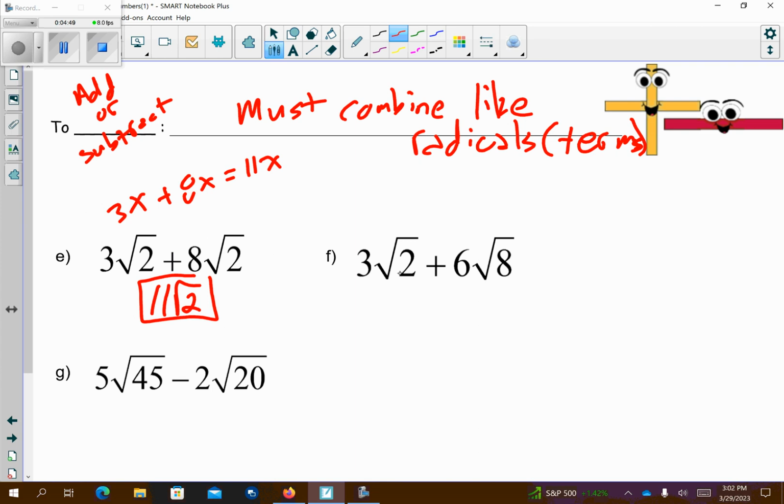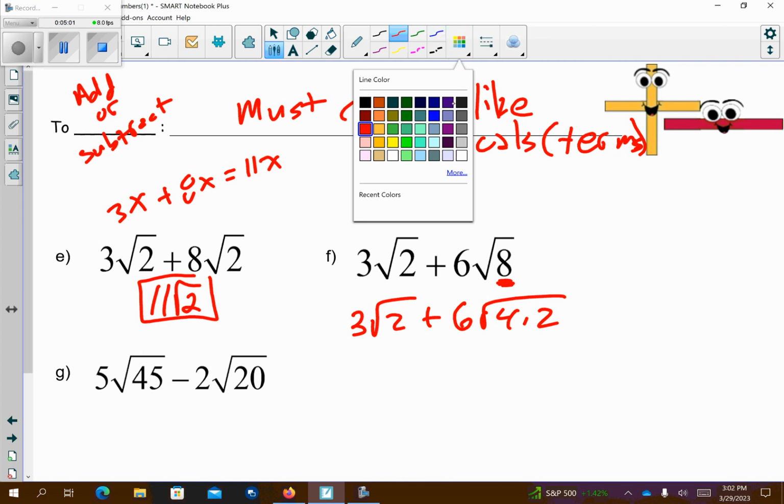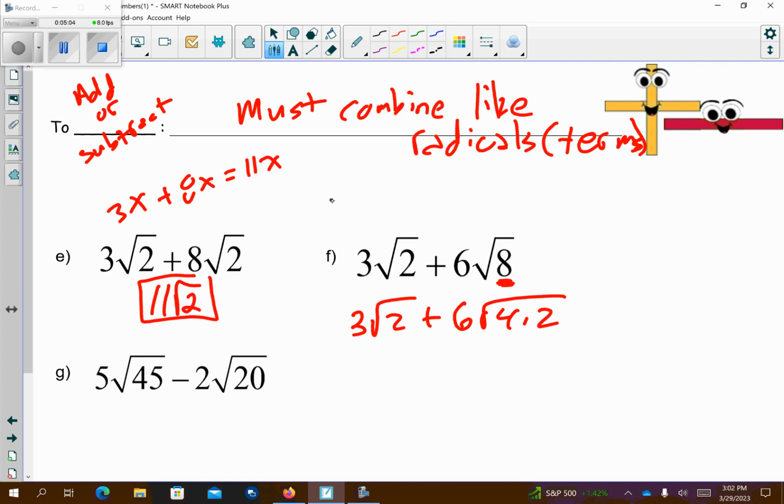Letter F, it doesn't appear they can add together, but can I break 8 down into a perfect square? Yeah, 4 times 2 is 8. So now we go through and we start breaking things down. So 3 root 2 stays alone, plus, what's the square root of 4? It has a 2 that comes out. So 6, this outside 6 and this outside 2 multiply to give me 12 root 2. Now I have a root 2 on both, so 3 plus 12 is 15. 15 root 2 is our answer.